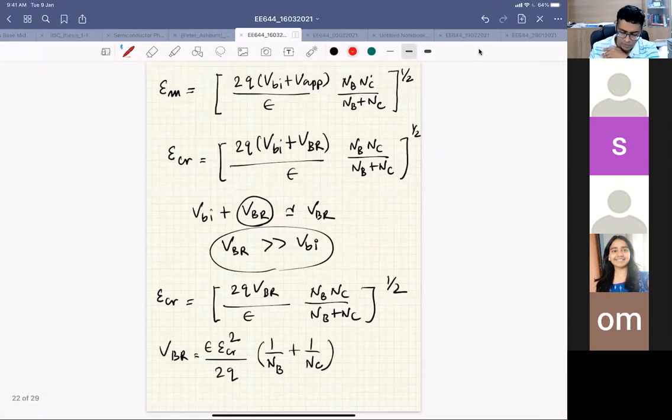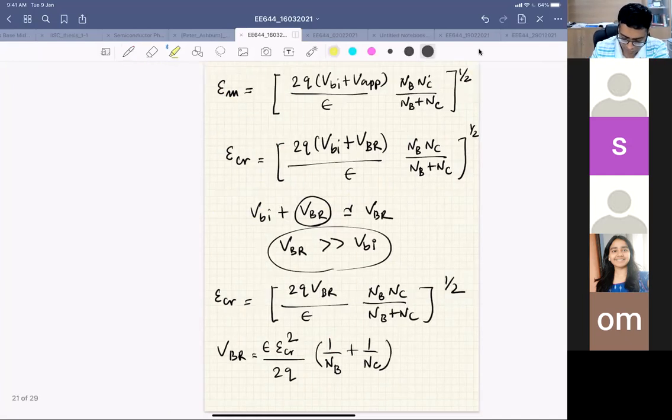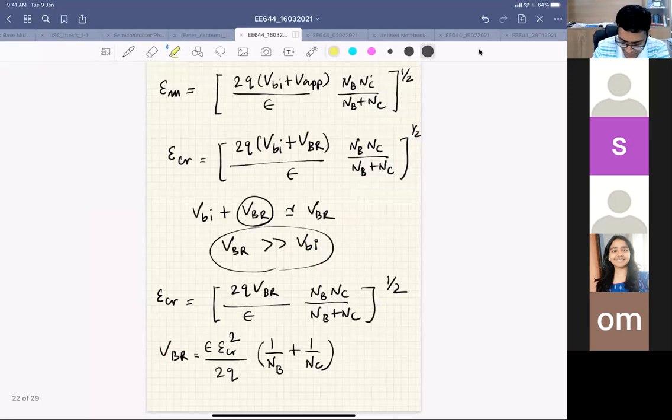So here also we could take this. So this is my maximum electric field, right? So the critical electric field, because as I told you, if maximum electric field reaches critical electric field, your junction will break, right? So I could find critical electric field just by replacing the applied voltage by VBR. So when the applied voltage reaches breakdown voltage, that means the field is critical electric field, right?